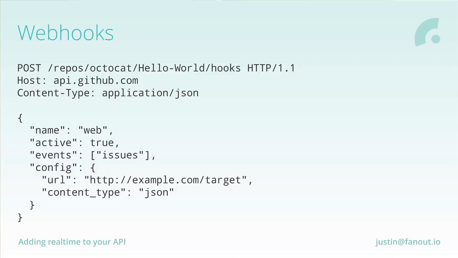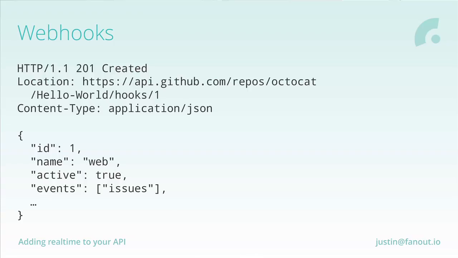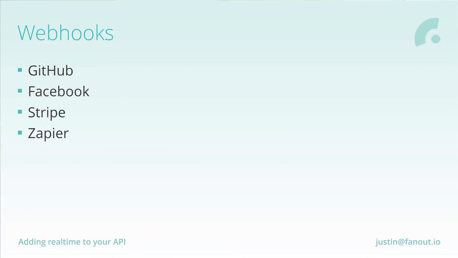And then there's multi-steps here. So GitHub says, OK, we've created the registration for the webhook, and it actually makes a URL to represent the registration there, that hook/1, so you can actually delete it later. That's how you'd unregister. And then when an event happens, it does a POST to that endpoint, to that example.com/target. So webhooks are very popular. Stripe uses webhooks, Facebook.